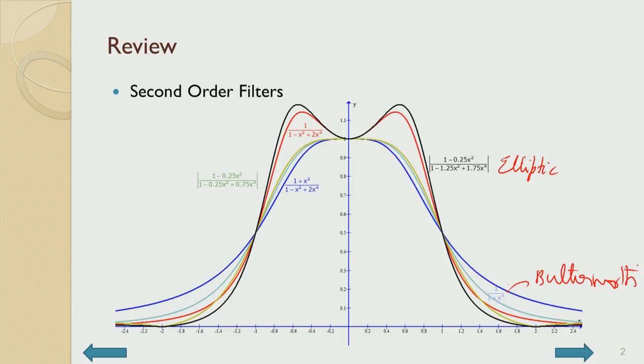maximally flat. So it has only the highest coefficient, that is x 4 here, and the rest of the coefficients are all 0 and no numerator coefficients. This one is going to be just a ripple in the pass band, which is called Chebyshev. This one is similar to the Chebyshev function. This one is called inverse Chebyshev.